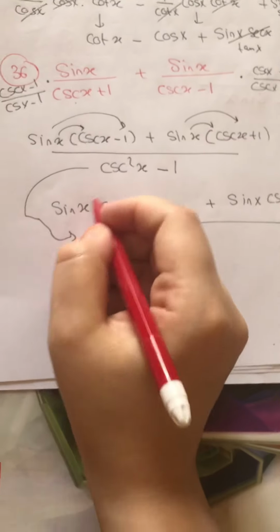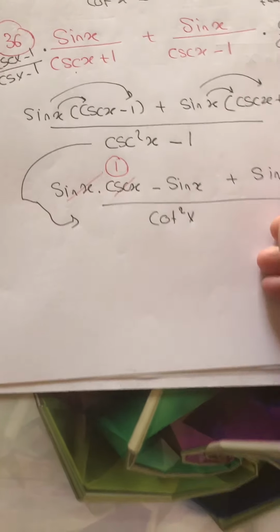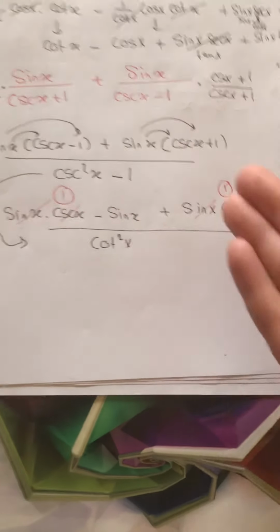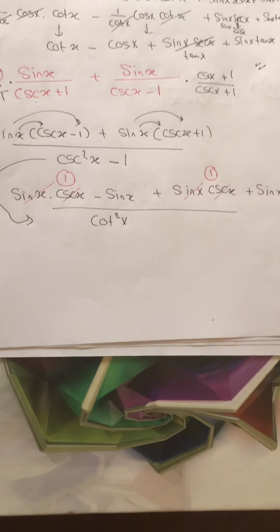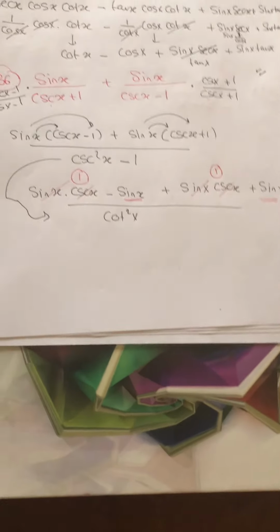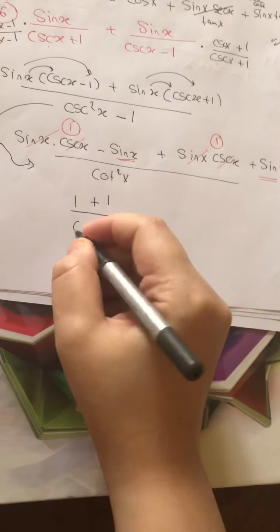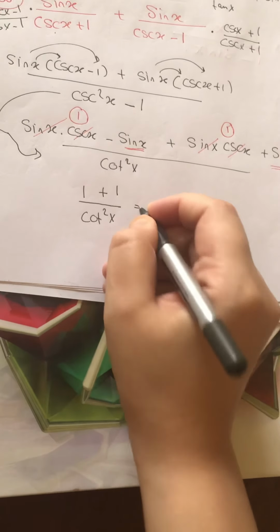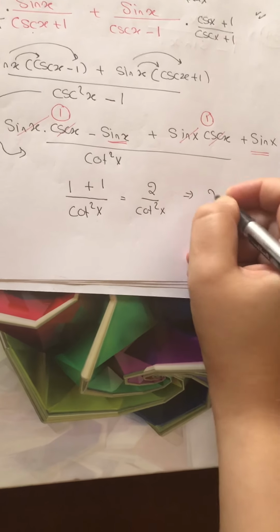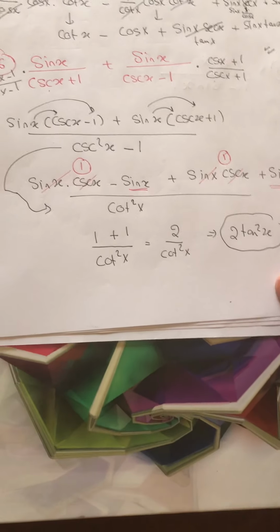Why is this canceling this? This will cancel this and it will end up in 1, because sine x times 1 over sine x is 1, and this will cancel this. It will not end up in 0, it will end up in 1, like 5 over 5, sine x over sine x. The answer is 1. And what will happen else? This will cancel this. Right. So 1 plus 1 over cotan squared x, and this is 2 over cotan squared x, and this is 2 tan squared x, and this is the answer.